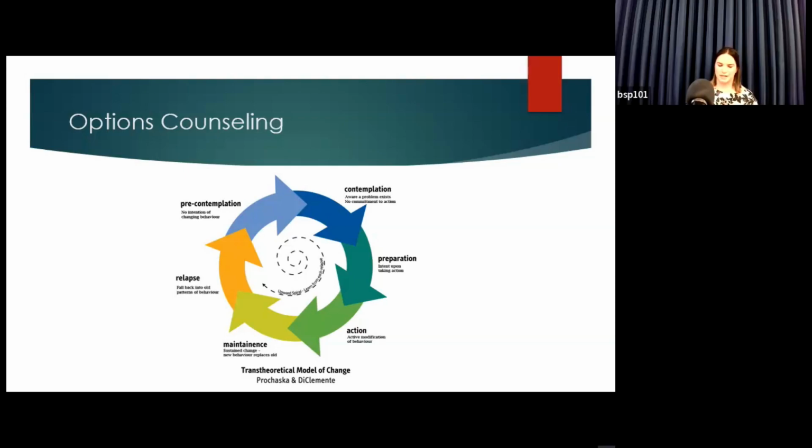I find this wheel a little bit discouraging because after maintenance comes relapse. I think it's trying to acknowledge that everyone is always at risk of relapse. You're never no longer at risk of relapse, but there is a question of, at some point of not using, is somebody cured of their substance use disorder?